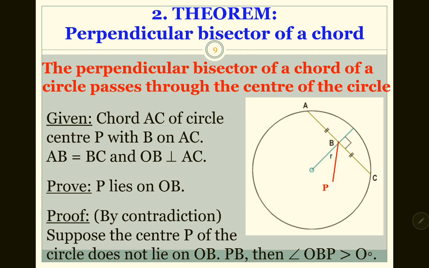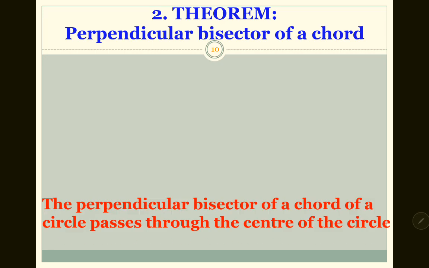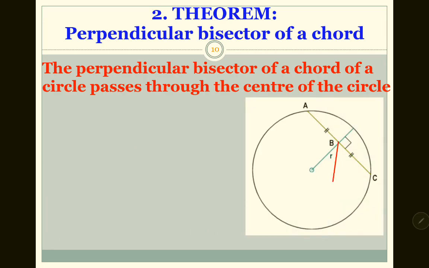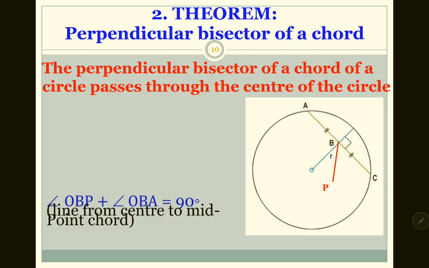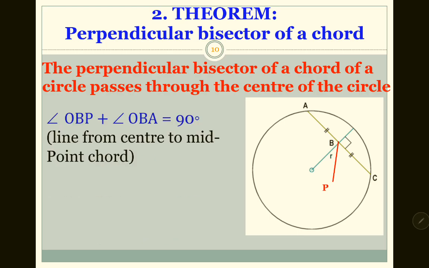Then we can assume that angle OBP is greater than 0, right? Basically, it's positive. Okay, good. So to do this, we are going to make sure that angle OBP plus angle OBA are equal to 90. So that's us assuming, right? Because that's the line from the center to the midpoint, right?